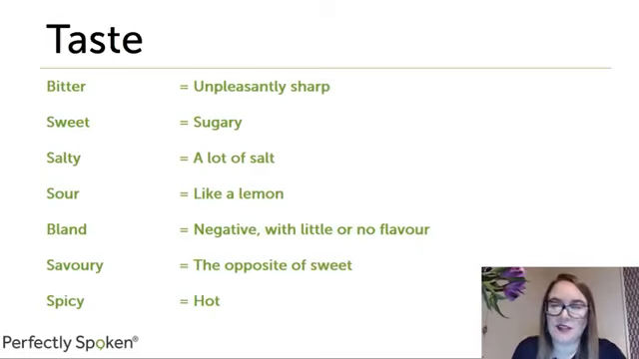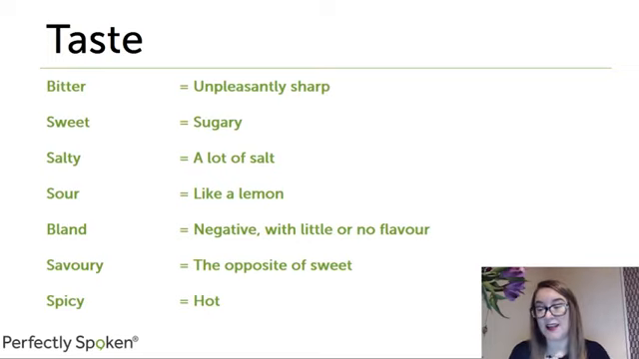So if something is bitter, it's unpleasantly sharp. Something is sweet, it's sugary. Salty, a lot of salt. Sour would be that tastes like a lemon. Bland is a negative adjective and is used if something has little or no flavour. So imagine perhaps you're trying some soup, it doesn't taste of anything, the soup tastes bland.